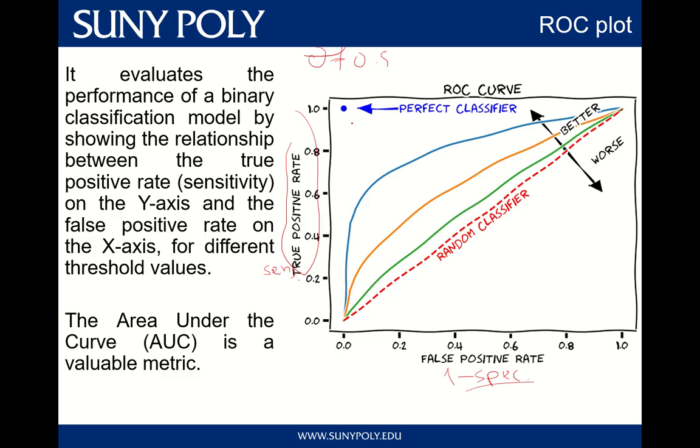So the perfect classifier is this one, right? 0,1. This means sensitivity equal to 1 and specificity equal to 1. That's the perfect classifier. A random classifier is this diagonal, right, which is far from the perfect classifier. And the idea, each point in this plot is for a given threshold, like let's say 0.1 or 0.2, you compute the confusion matrix, and then with the confusion matrix, you get sensitivity and specificity.